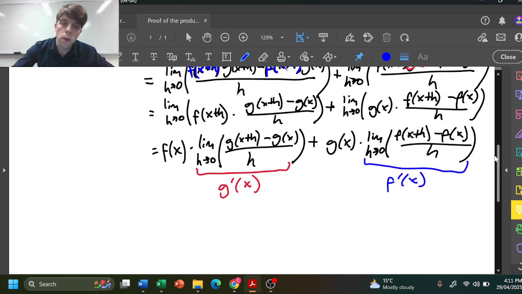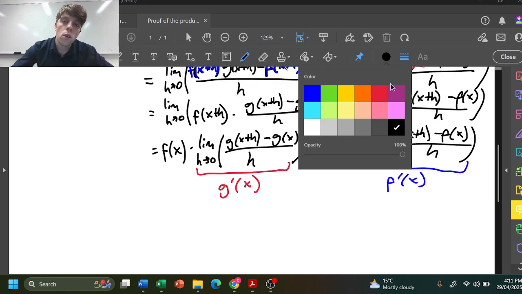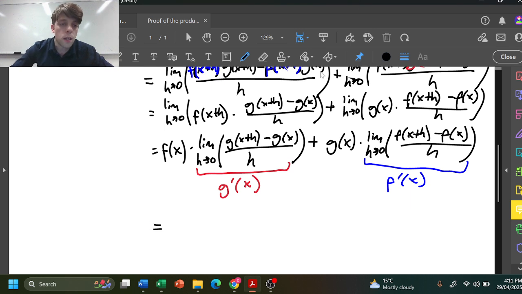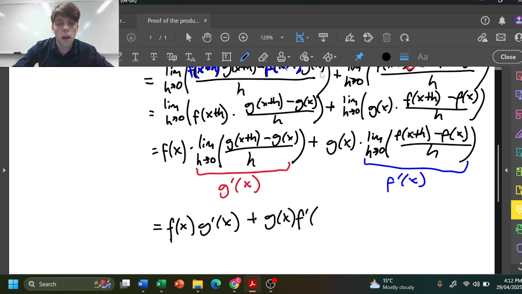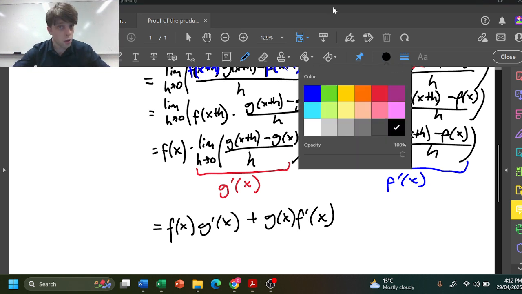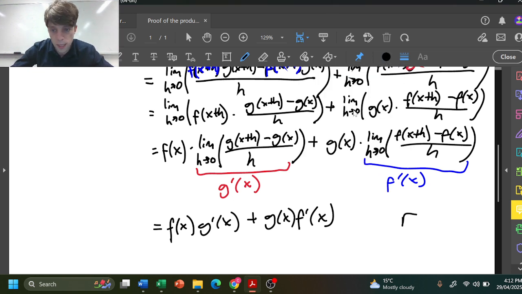So what we have ended up with is that this overall expression is simply equal to the function f of x times g dash x, the derivative of g with respect to x, plus g of x times the derivative of f of x. And that is just the product rule, which is exactly what we set out to prove. So we've proven that one, QED.